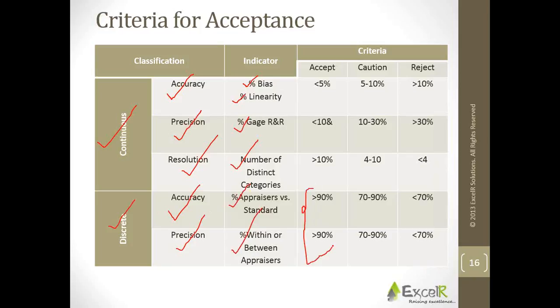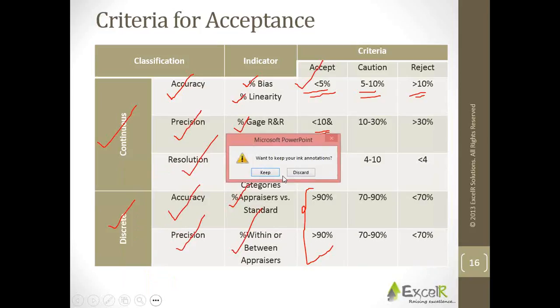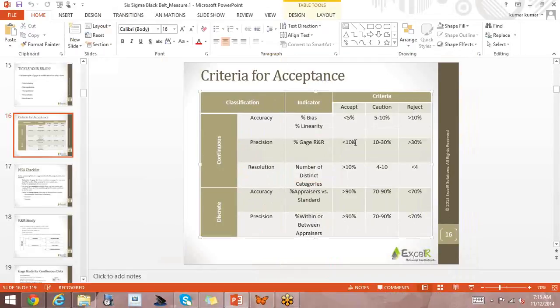When should we accept a measurement system and all that. But a few things are new for us. This is not percentage. All right. Percentage bias or percentage linearity should be less than 5% if you want to accept the measurement system. 5 to 10 you cautiously accept, and greater than 10% you reject it. It also has 2%. Okay. For percentage gauge R&R, less than 10% means you accept it.